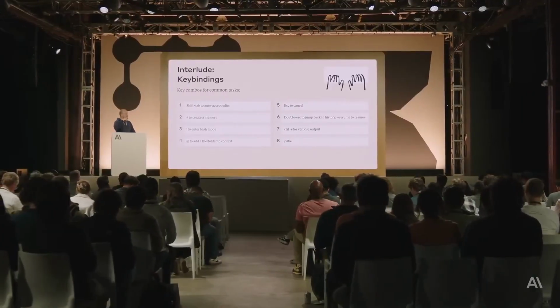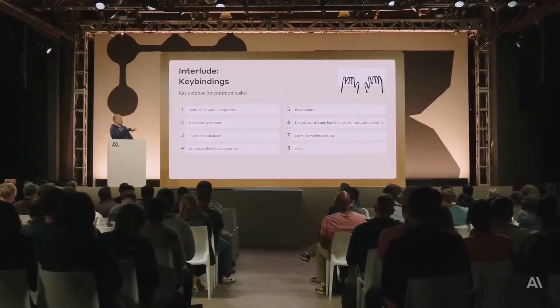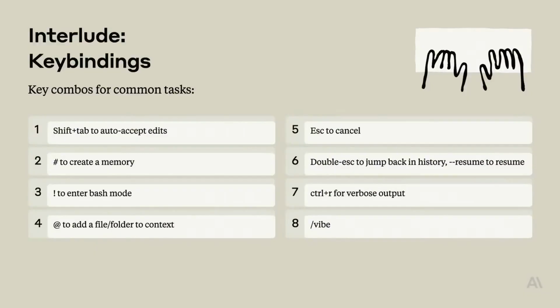You can hit escape twice to jump back in history. And then after you're done with the session, you can start Claude with a resume to resume that session if you want, or --continue. And then anytime if you want to see more output, hit Control-R. And that'll show you the entire output, the same thing that Claude sees in its context window.